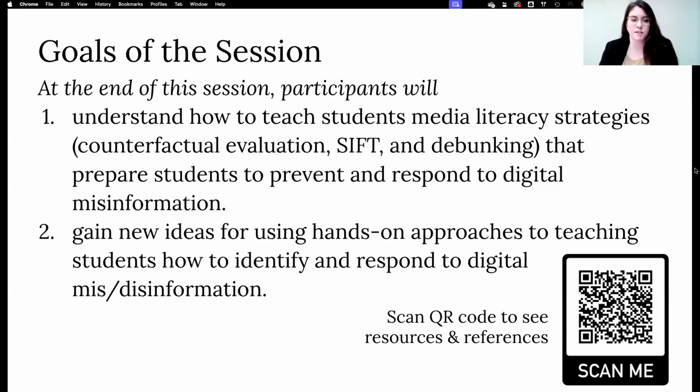Also, participants will gain new ideas for hands-on approaches for teaching students how to identify and respond to mis and disinformation. And I would really like to mention that we have curated some helpful tools and resources in addition to our references, and they're available through the QR code, and I also posted the link in the chat.